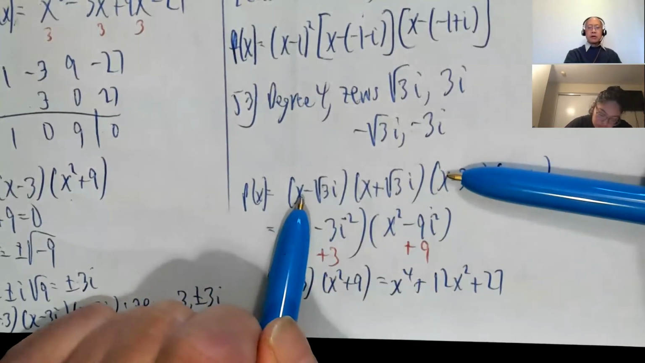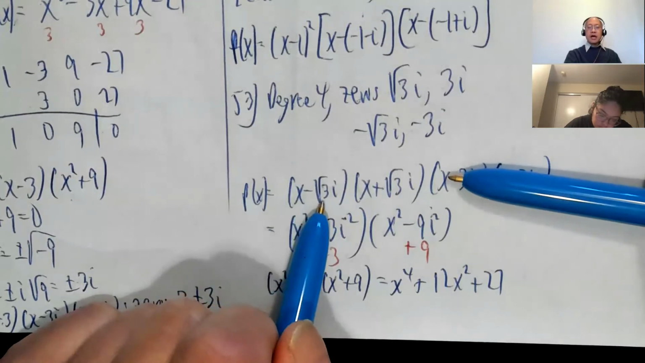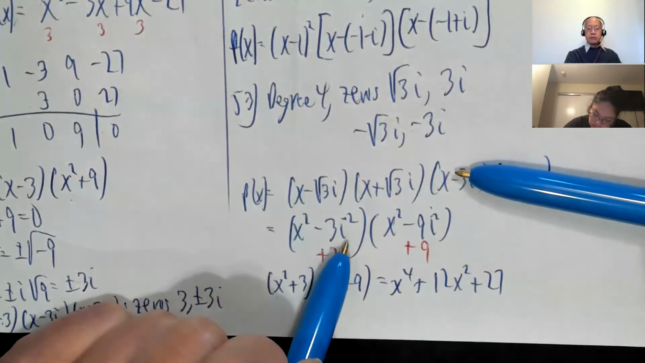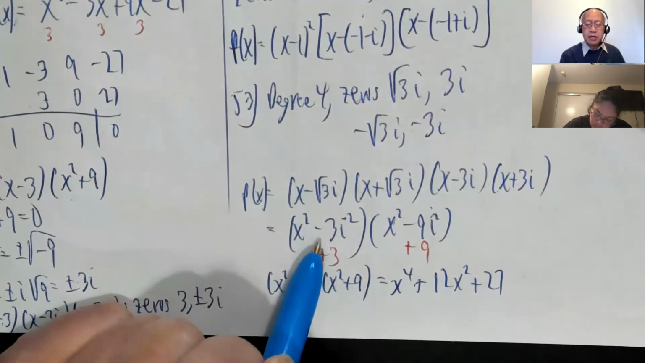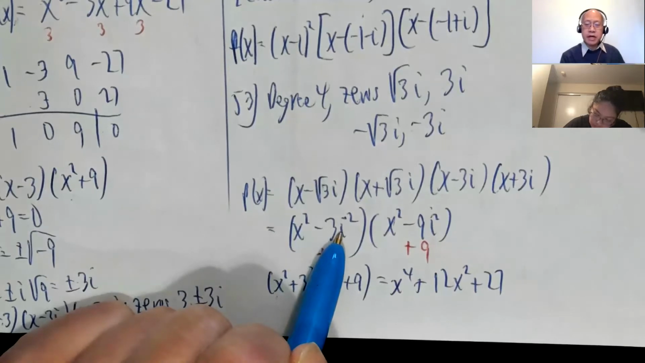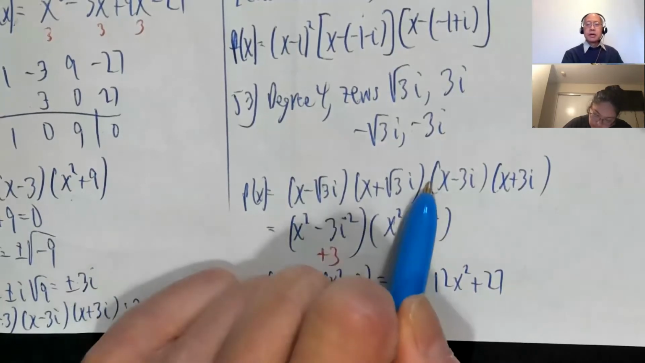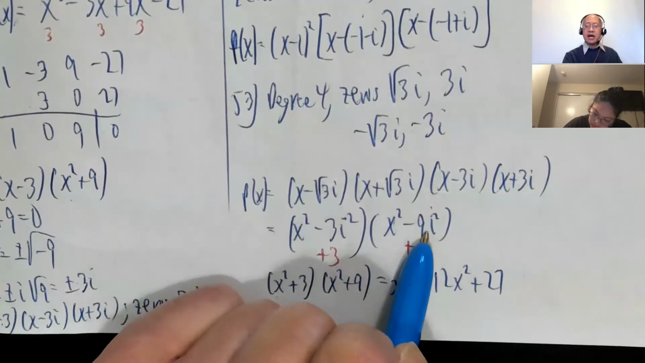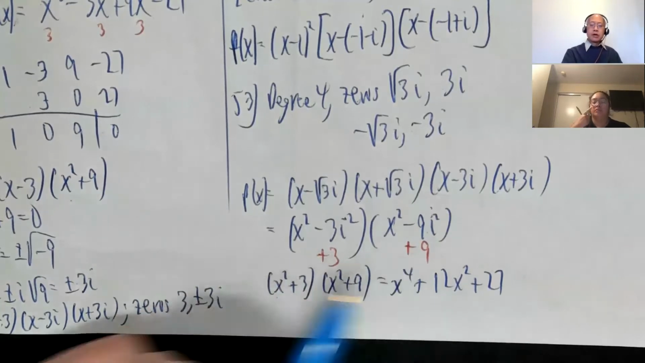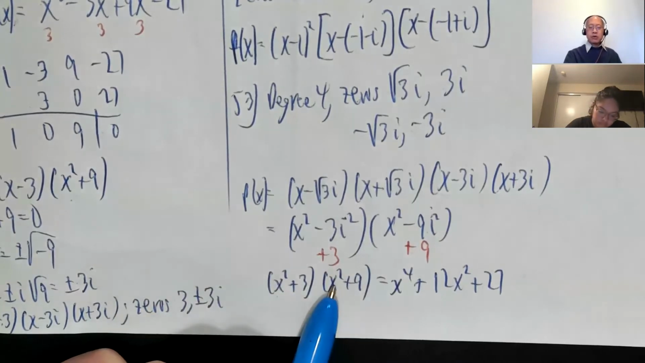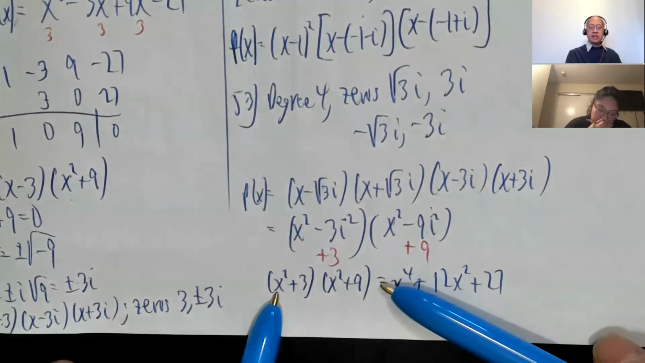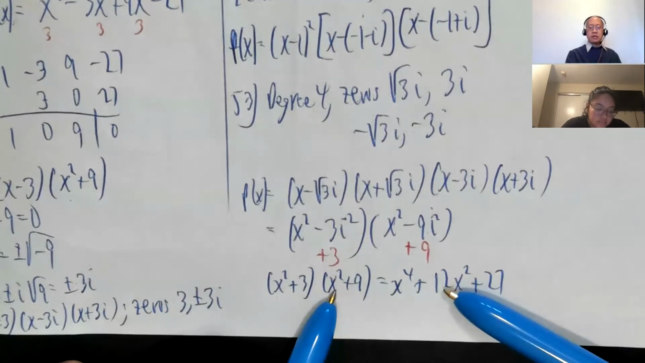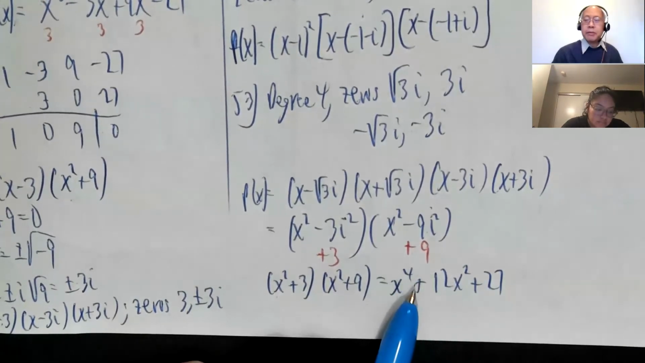So x squared minus radical 3i squared. That's going to change to plus 3, because it's -3 times -1, i squared being -1: x squared plus 3. Here I'm going to have x squared minus 9i squared. That's -9 times -1: x squared plus 9. So I have x squared plus 3 times x squared plus 9. Then I just FOIL it out. x to the 4th plus 9x squared plus 3x squared is plus 12x squared plus 27. So there's the build a polynomial, as it were.